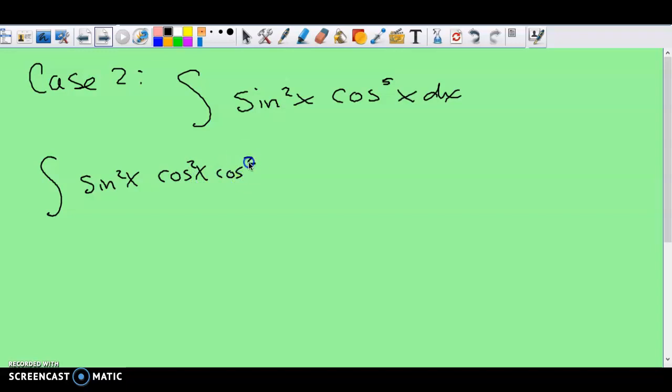is because if I replace that sine squared with a 1 minus cosine squared and distribute, that u substitution part's not going to work out as nicely. So this time I have 2 cosine squared, so I'm going to replace both of those with a 1 minus sine squared.